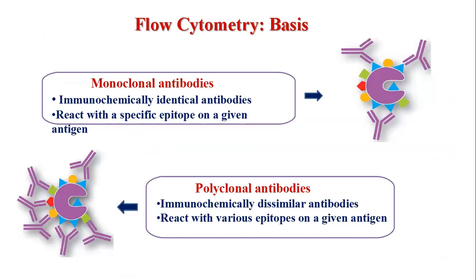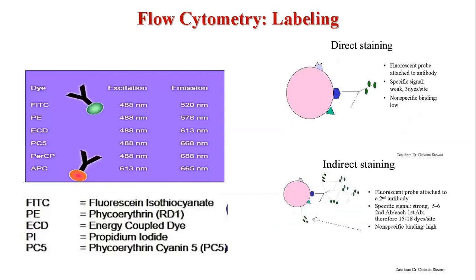So the antibodies may be monoclonal antibody, maybe polyclonal antibody. So monoclonal antibody application is more preferable because they are more specific. They have the specific epitope, and they will bind with a specific type of antigen. But if not available, we can use polyclonal antibody, because immunochemically dissimilar antibodies react with various epitopes of a given antigen. So it's better to use monoclonal antibody in case of flow cytometry or FACS.